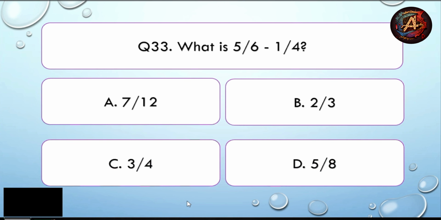Question number 33. What is 5 over 6 minus 1/4? Is it A, 7 over 12, B, 2/3, C, 3/4, or D, 5 over 8? I'll give you 5 seconds.